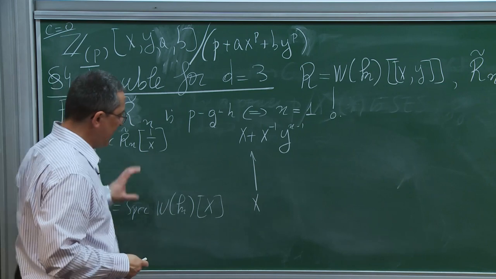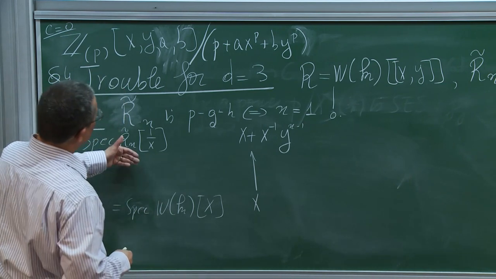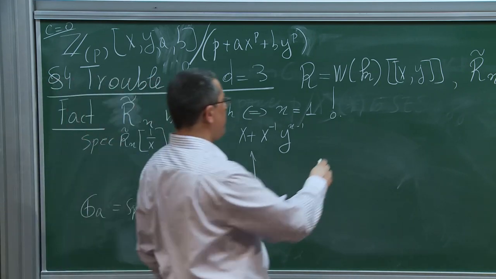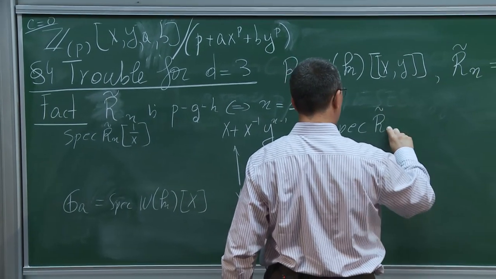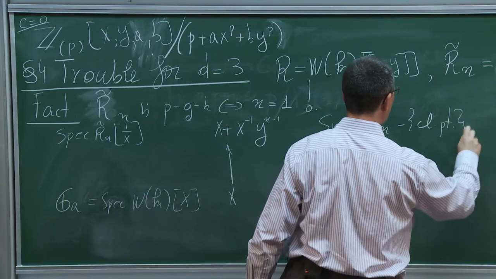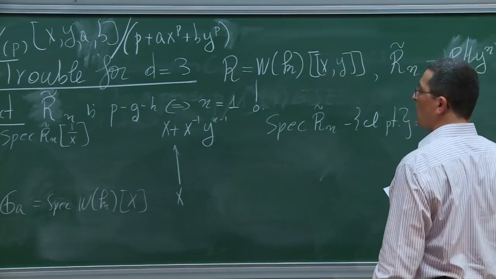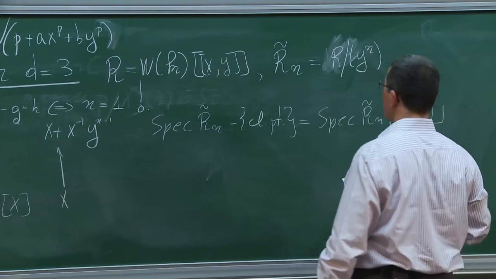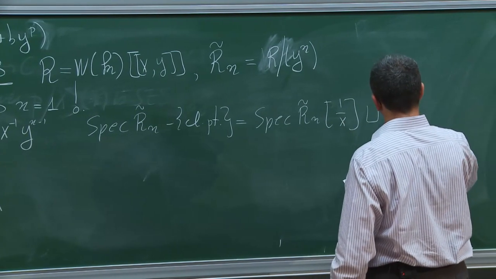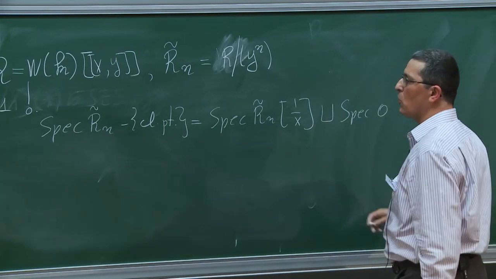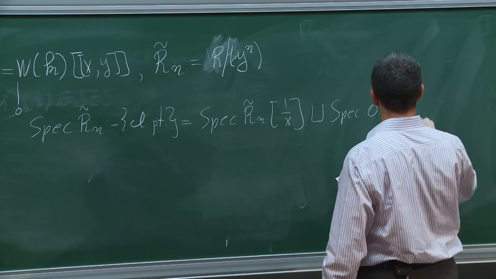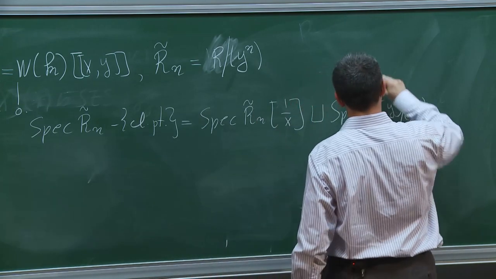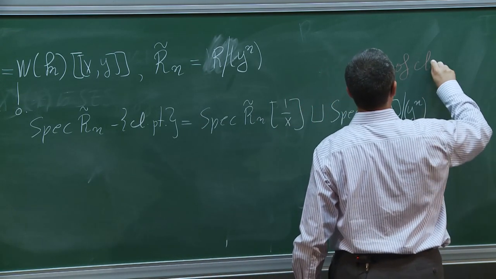We have here even an abelian scheme, but we can concentrate on this p-divisible group. It pulls back to a p-divisible group here. If you look at the punctured spectrum, it's going to be the union of what we have over there, the localization, and something coming from spec of some local ring O, y divided by y to the power n. And this O is a DVR of characteristic 0.